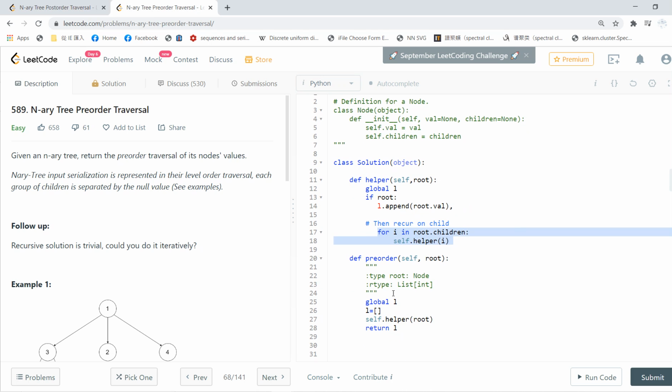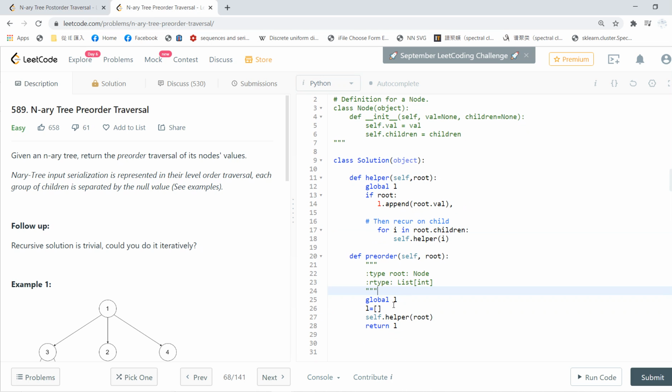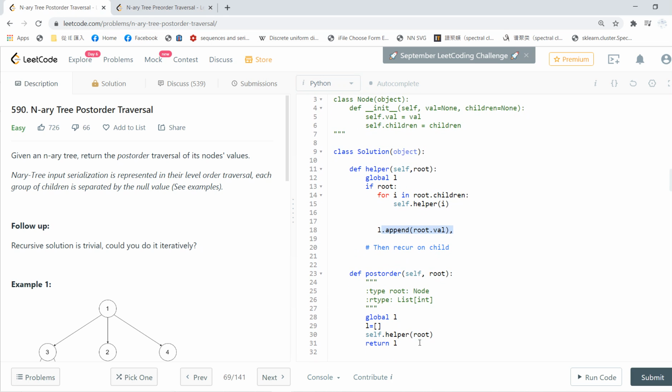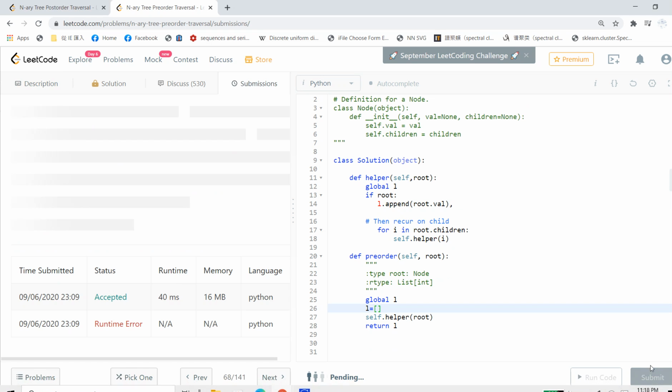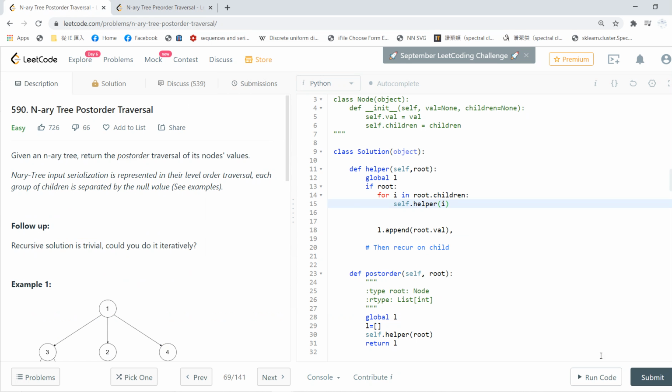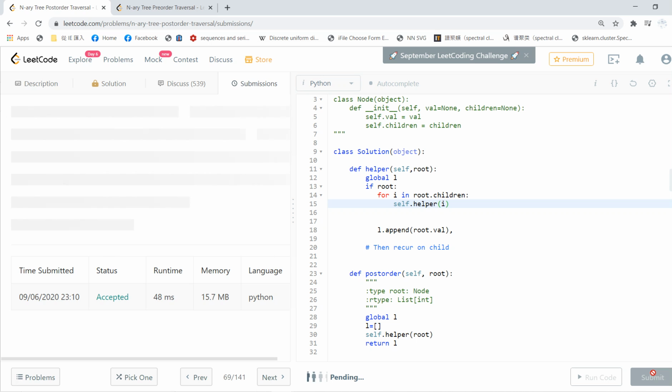Okay, and for the computation, you just start from L, you initialize L as empty, and you call its helper. You call this preorder, and basically these two are exactly the same. The only difference is you just shuffle these two lines. Okay, so you can solve this problem very quickly.